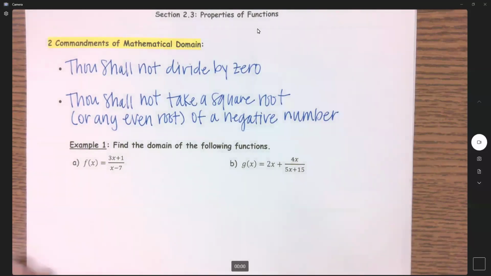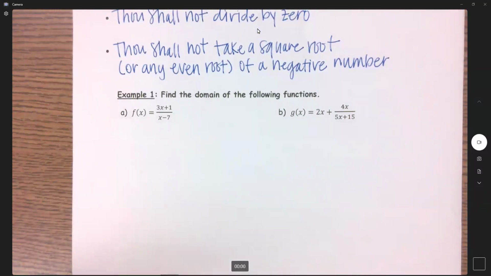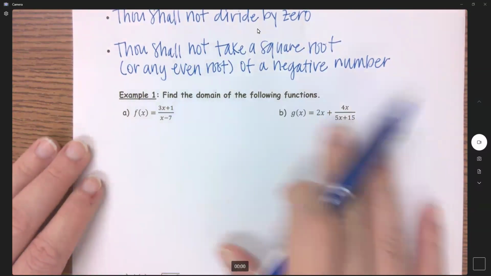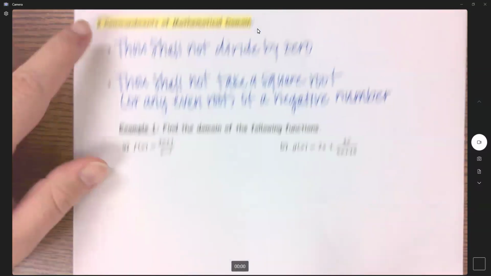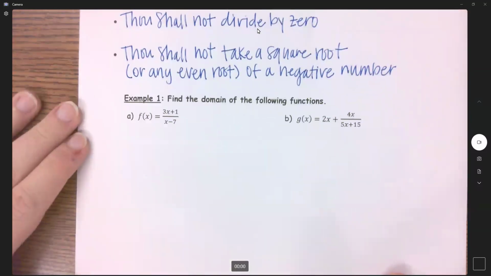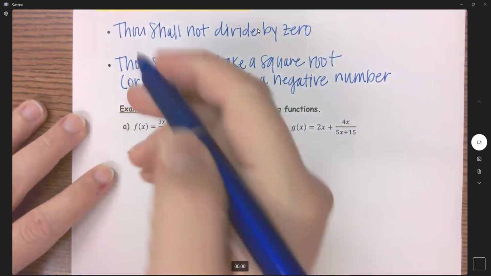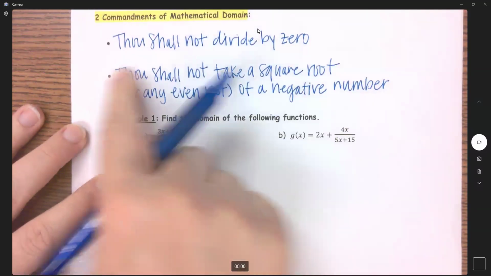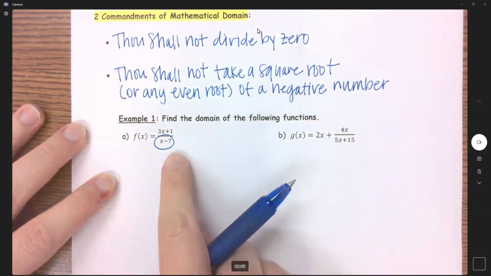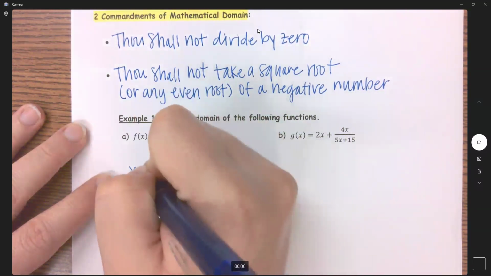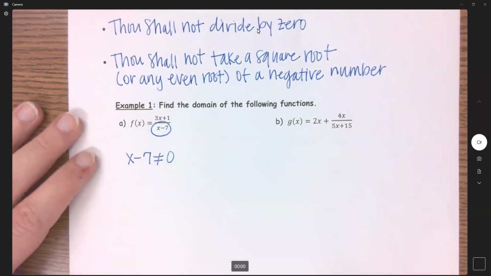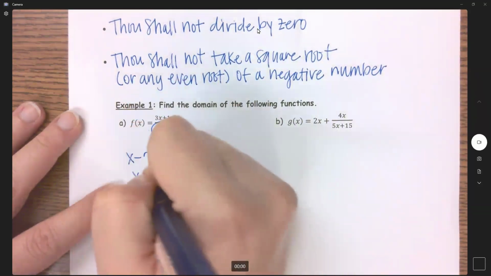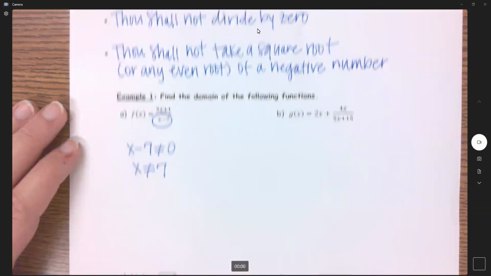So let's use this information to find the domain. Now, you can use your calculator and graph this, but it's quicker to just find the domain using these two commandments. If I have a fraction here, I need to worry about dividing by 0. So I'm going to take what's in the denominator, and it cannot equal 0. So we're going to add that 7 over, and we get that x cannot equal 7.